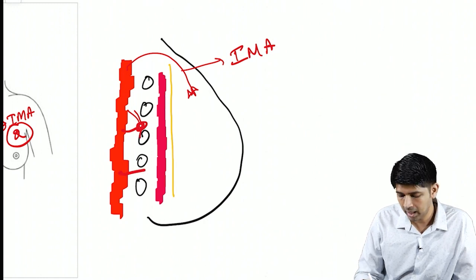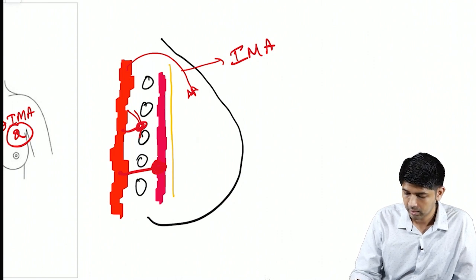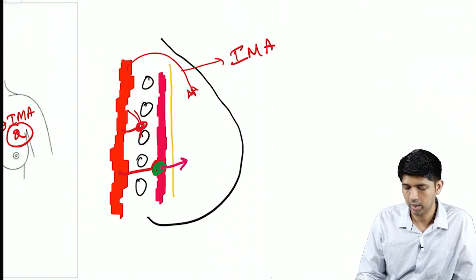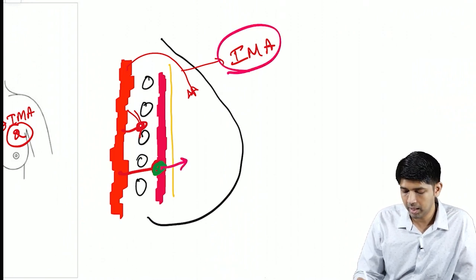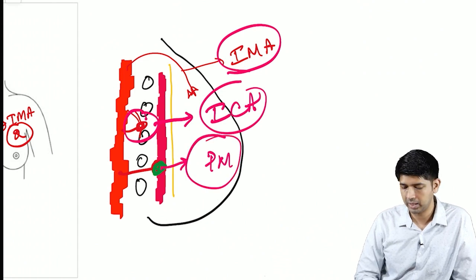Now the internal mammary artery also supplies the pectoralis major muscle. Alright, so it supplies the pectoralis major, and from here you're going to get perforating branches. So you're going to have the internal mammary artery, arteries from the intercostal arteries, and finally you're going to have the perforating branches from the pectoralis major.